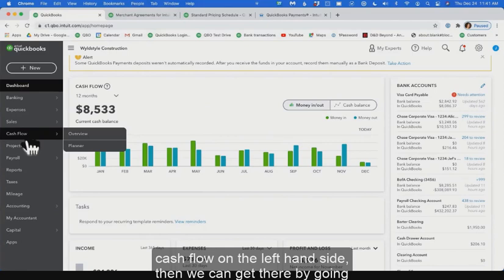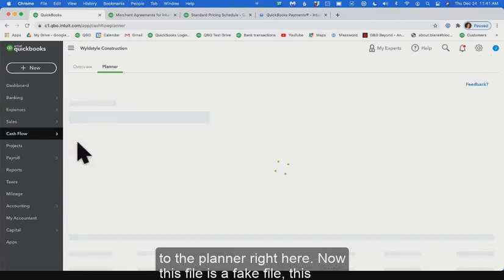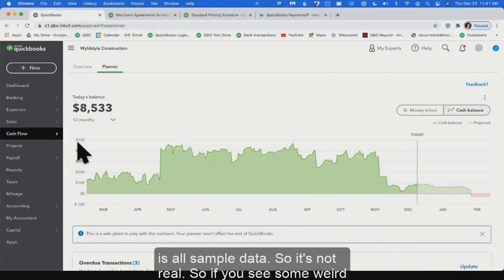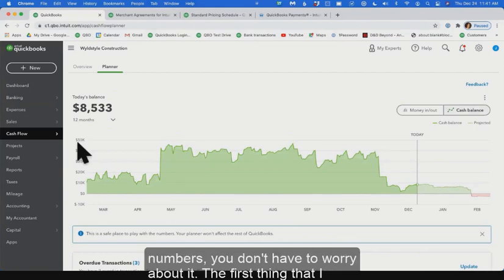But if you have cash flow on the left-hand side, then we can get there by going to the planner right here. Now, this file is a fake file. This is all sample data, so it's not real. So if you see some weird numbers, you don't have to worry about it.